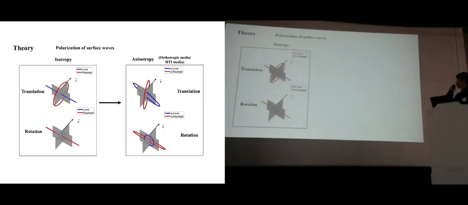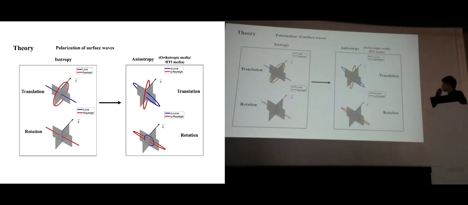Starting from the polarization of surface waves, we can find that in isotropic media the Rayleigh wave is well polarized in the vertical and radial plane, and the rotation is a linear polarization. However, in anisotropic media, we can find that the polarization direction of the Rayleigh wave deviates from the propagation direction, and the rotation becomes an elliptical polarization.